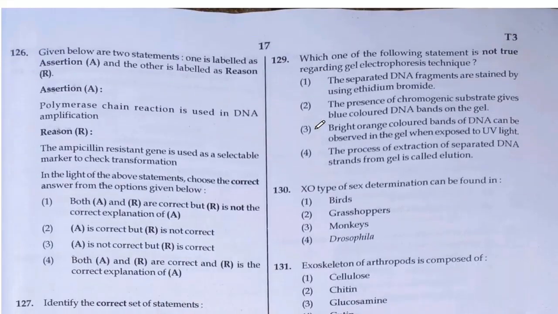Next, coming to question number 126. It's an assertion-reason type question. The assertion is that polymerase chain reaction is used in DNA amplification. The reason is that the ampicillin resistant gene is used as a selectable marker to check transformation. So which one will be the correct option?